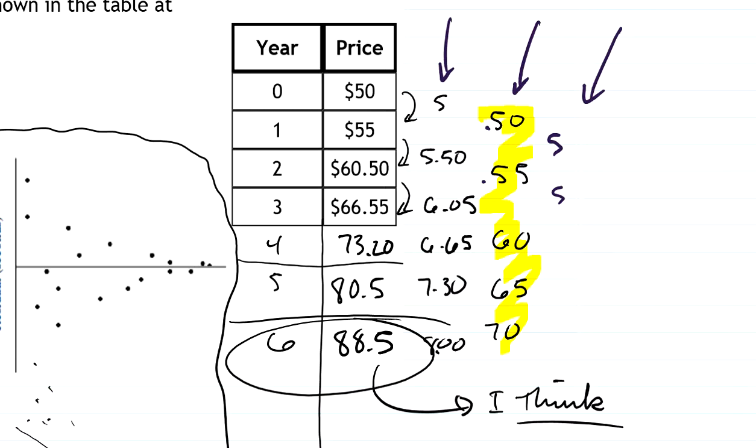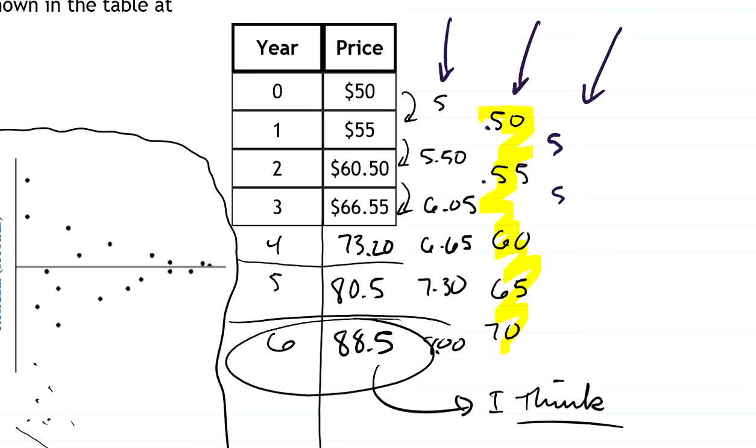However, if I follow this pattern, I suppose next, instead of increasing by 6.05, I'm going to increase by 60 cents more than that, so 6.65. And then the next year out, I'm going to increase by 65 cents more than that, so 7.30, and then 70 cents more than that, so I'm going to increase by $8 in the last year.